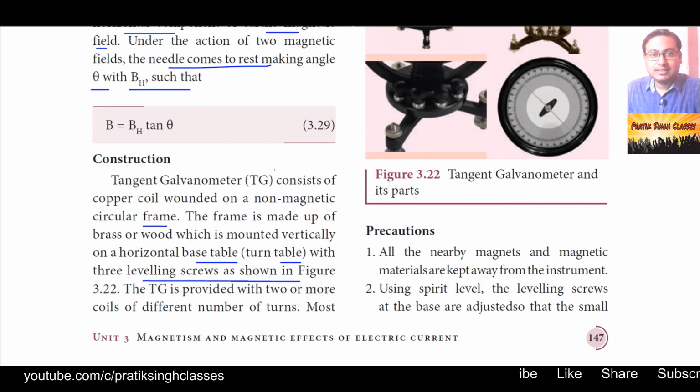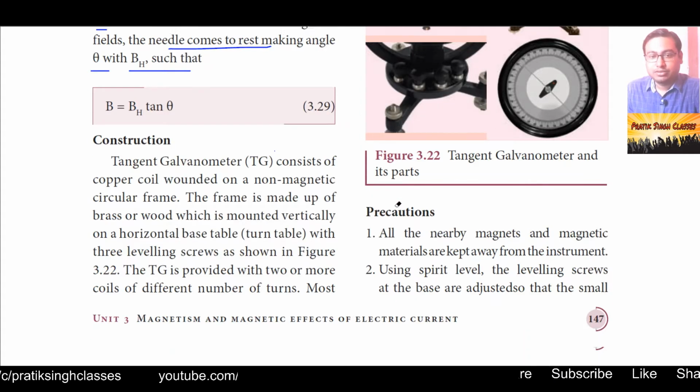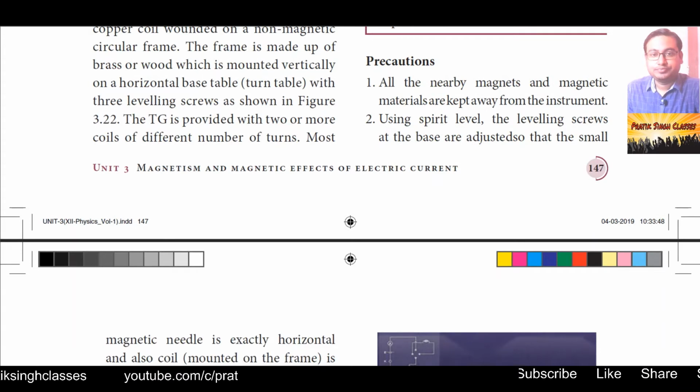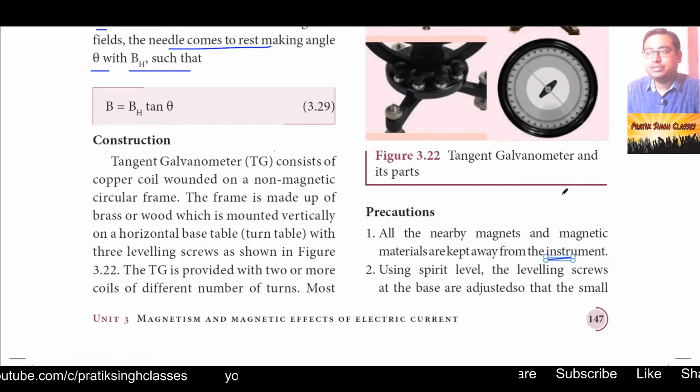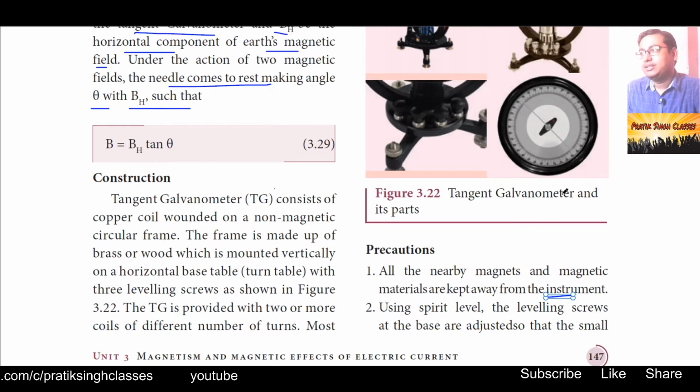While doing this experiment, while measuring the deflection in the galvanometer, we have to take care of some precautions. Number 1, all the nearby magnets and magnetic materials are kept away from the instrument. This means if you have any other instrument which uses a magnet, like your earphone, your watch, dialer, anything which contains a magnet, you have to keep it away from this tangent galvanometer, because it is very sensitive.